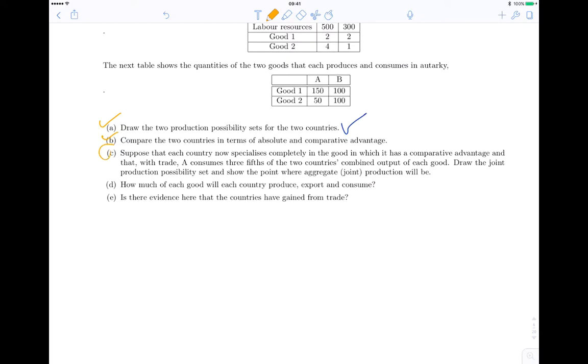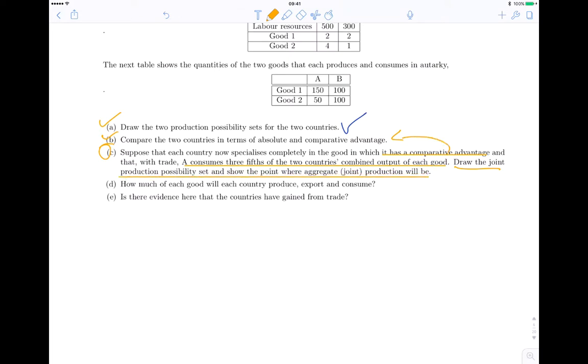Okay, so this sets us at a good pace. Now it says, suppose that each country now specializes completely in the goods in which they have a comparative advantage. You couldn't have done this without knowing what the comparative advantage was. So this part C is linked to part B. And that with trade, A consumes 3/5 of the two countries' combined output of each of the two goods. Draw the joint production possibility set and show the point where the aggregate joint production will be.